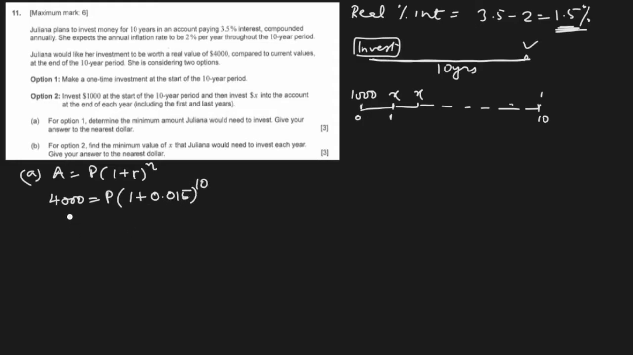Okay, so divide both sides by the same thing. 1 plus 0.015 will be 1.015 to the power 10. So this whole thing cancels with this, and we are left with only principal equal to 4,000 divided by 1.015 to the power 10. Let me use my calculator.